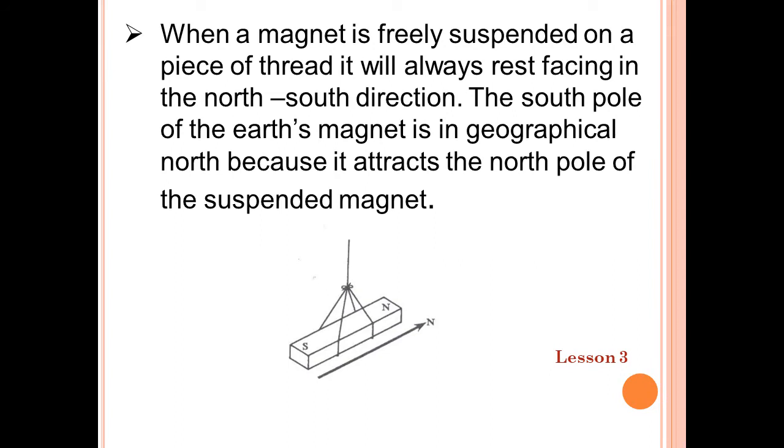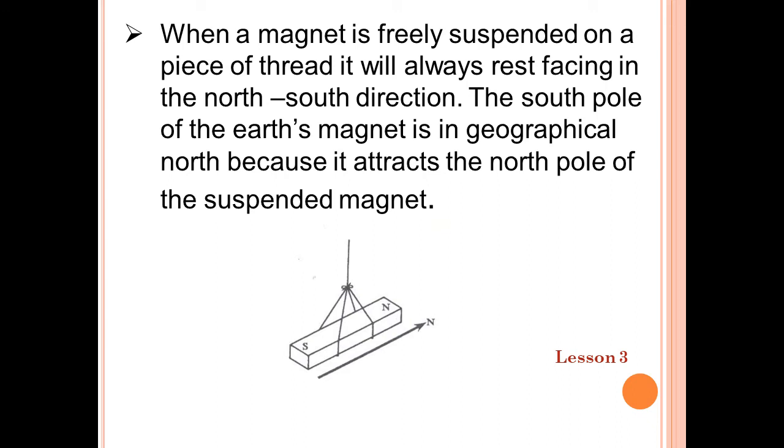The third property is that when a magnet is freely suspended on a piece of thread, it will always rest facing in the north-south direction. This is because earlier on we learned about the types of magnets, and we looked at the natural magnet and the earth qualifying to be one of them. The earth has metals underneath which behave like magnets. But one thing you have to know is that the earth's magnet has its south pole in the geographical north.